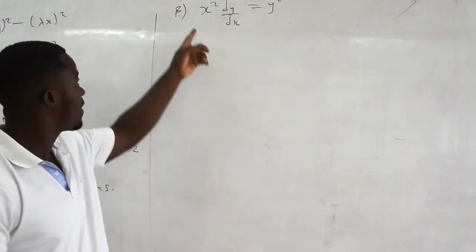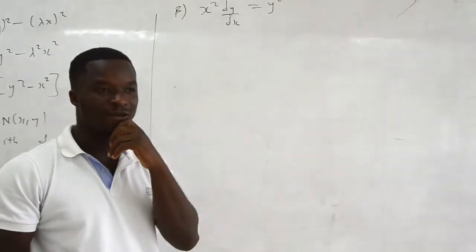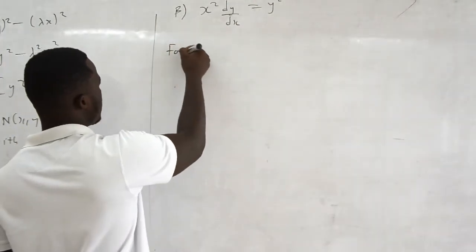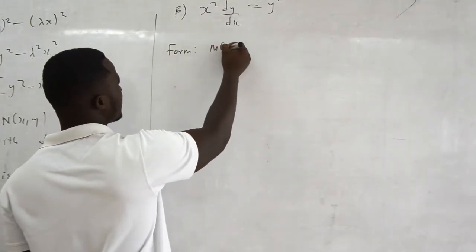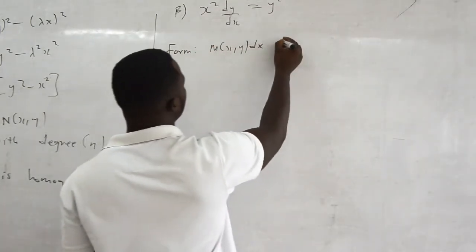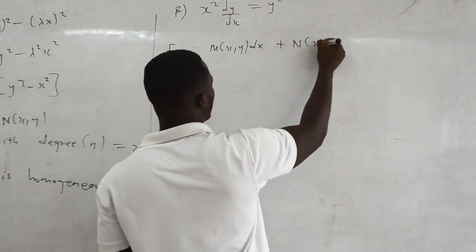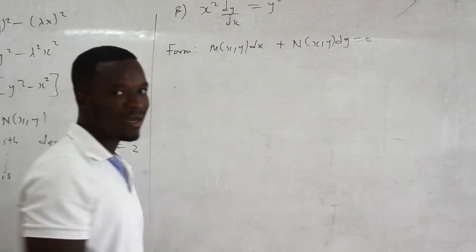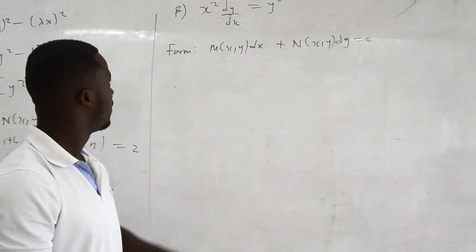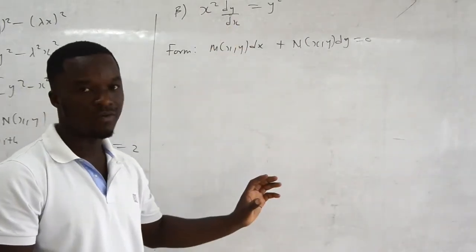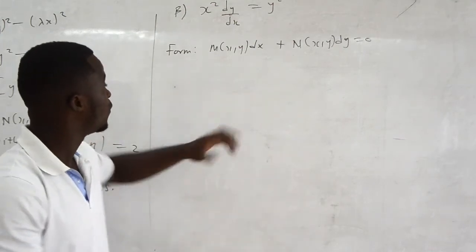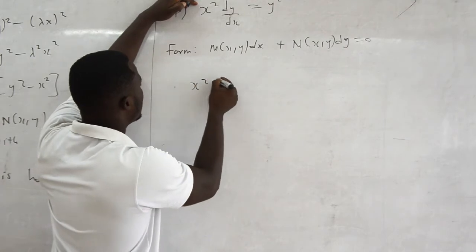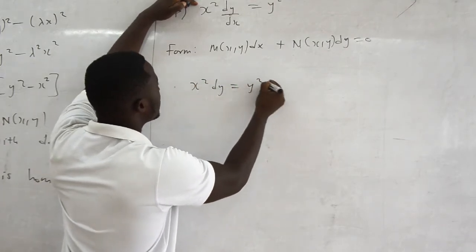For the beta we have x squared y dx is equal to y squared. But you should bear in mind, let's compare this one to the original form. The original form is a certain M of x y dx plus a certain N of x y dy is equal to 0. But looking at this particular problem, we have to rewrite this one in terms of M of x y and N of x y. So rewriting this one, we'll have x squared dy is equal to y squared dx.